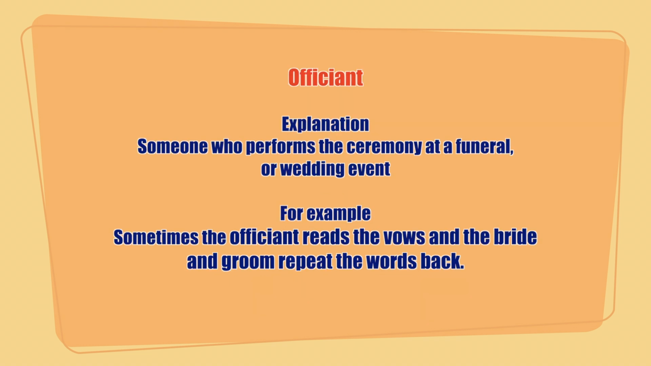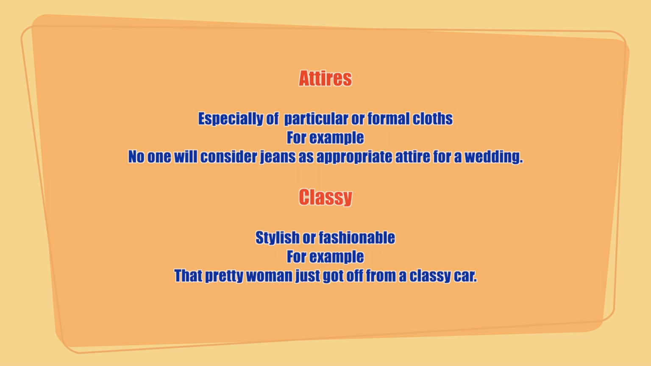Officiant. Explanation: someone who performs the ceremony at a funeral or wedding event. For example, sometimes the officiant reads the vows, and the bride and groom repeat the words back. Attire. Explanation: clothes, especially particular or formal clothes. For example, no one will consider jeans as appropriate attire for a wedding. Classy, meaning stylish or fashionable. For example, that pretty woman just got out of a classy car.